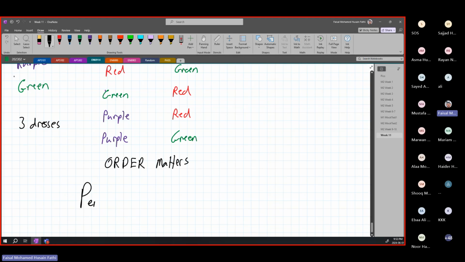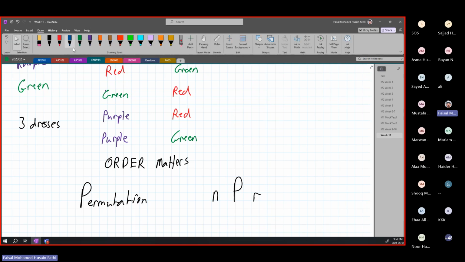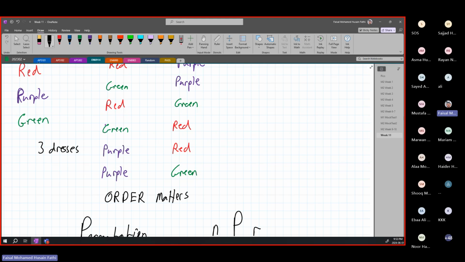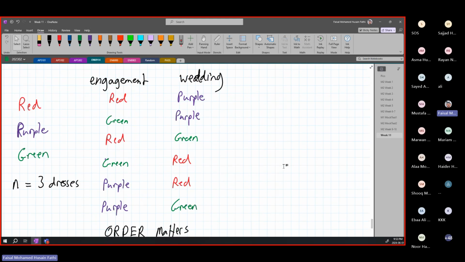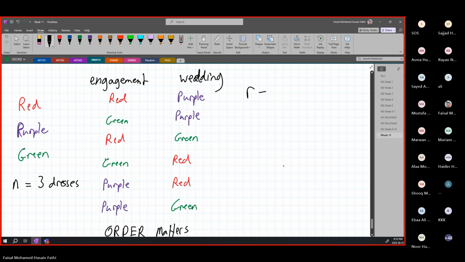Okay? Permutation is letter P. Okay? And then you have something called your N and your R. Your N is the total choices that you have, which we have already determined here. Our N is how many dresses we have. We have 3 dresses. So our N is equal to 3 dresses. Our R is how many options we have. In this case we have engagement and wedding. So we have 2 options, or 2 nights you are going to be wearing the dress. 2 choices that you will be making out of all the available choices.